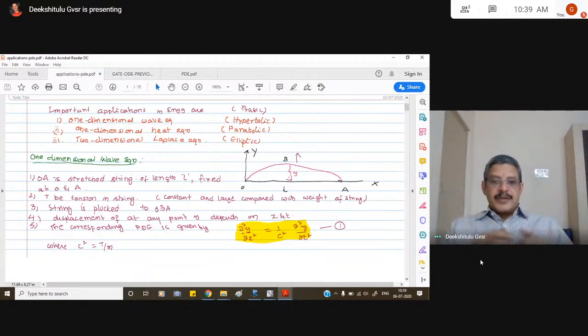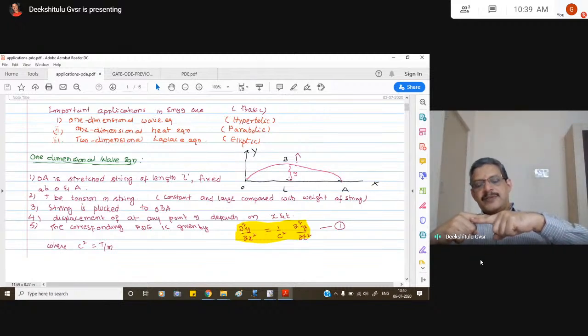Okay, so let's come back. Y is a function of displacement and time, as I explained. As time passes, the vibration gradually comes down, and after some time it comes back to its equilibrium position. So the vibration also depends on time.